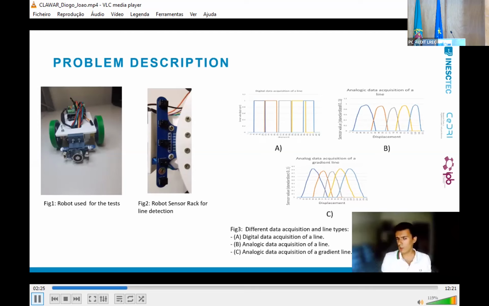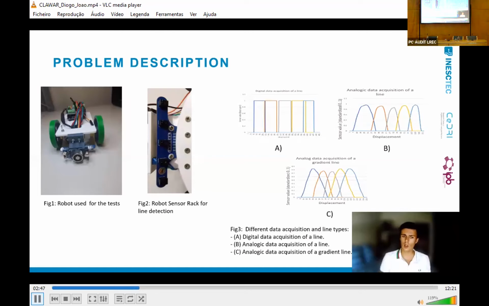However, if we move to an analogic data acquisition, we can see that if the robot is on top of the line, there's always one sensor that's detecting it. However, in this case, there's a high uncertainty about where the robot could be, since the area that is mapped by just one sensor is very high.